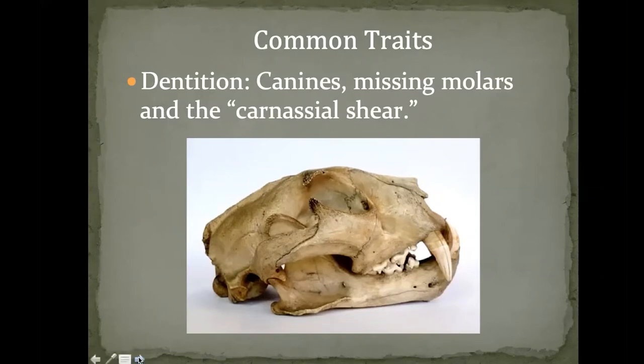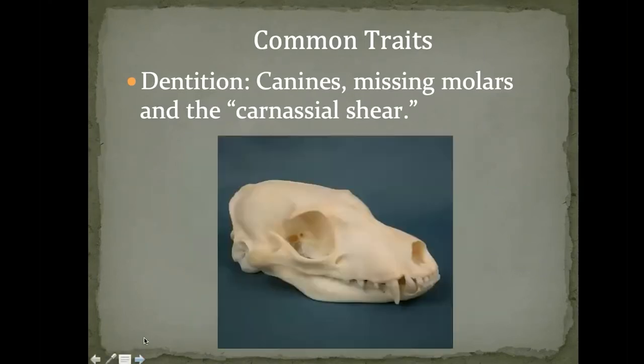However, as ever, there are exceptions. And if you look at this skull, this is of a very specialized carnivore. You can see the conical-shaped canines, but then those premolars and the carnassial shear is no longer as relevant in this species because this has a very, very specific diet. Any guesses?